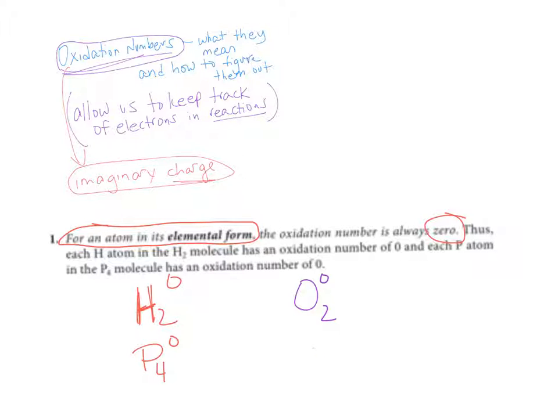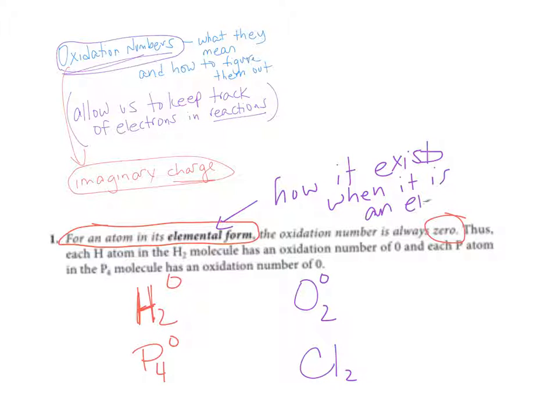What else is there? Chlorine gas, Cl2, you write like that, that's the elemental form of chlorine. By elemental form, we mean how it exists when it's an element. This would be zero. Let's think of a different example. If you just had sodium metal, the sodium metal that is shiny and soft, it's not an ion, the charge would be zero because it's not an ion. Okay, next.